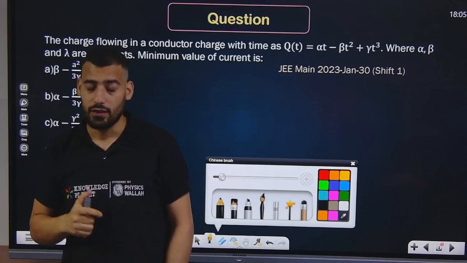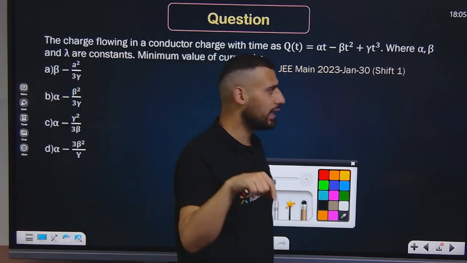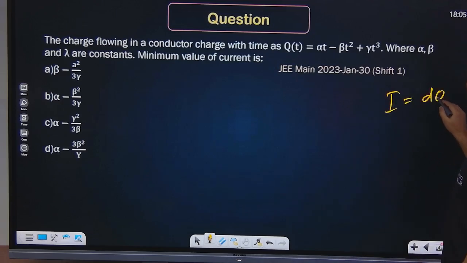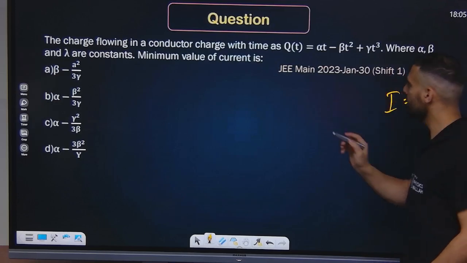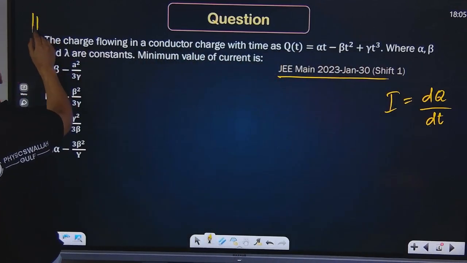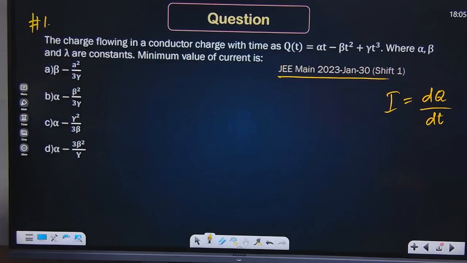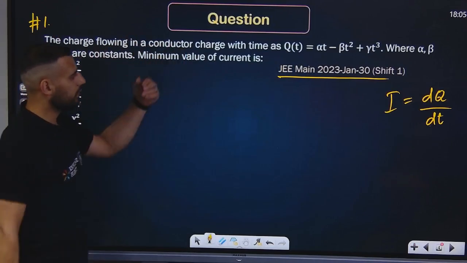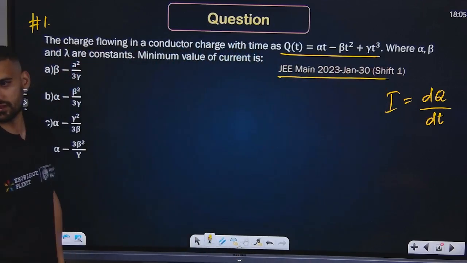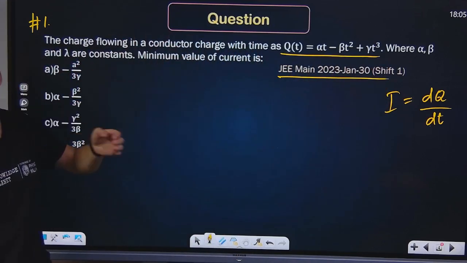Right? So, you calculate that by the formula, I believe, I is equal to dq over dt. Correct? So, the first question, JEE Mains 2023, is based on the same. A charge flowing in a conductor changes with time. Charge is a function of time. Different times, different charge.